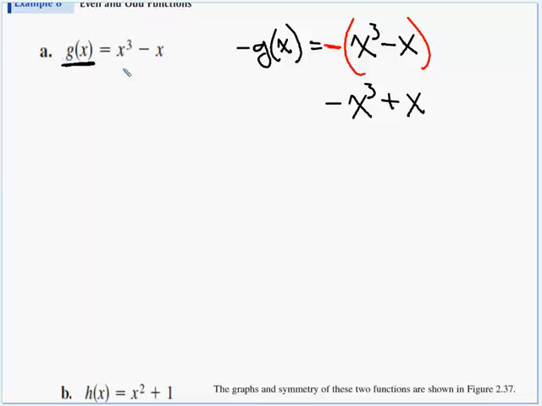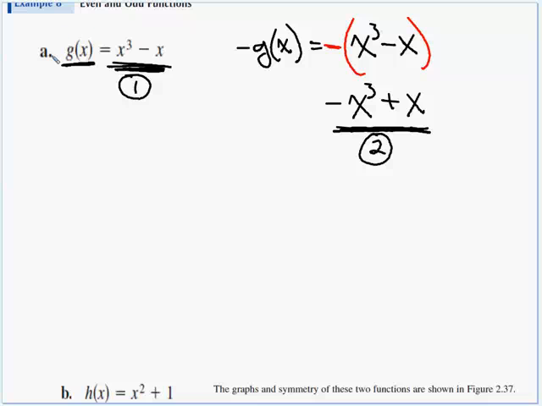So our original function is right here, x cubed minus x. I'm going to call that option 1. We negated our function, negative g of x. We distributed that negative. For ease of reference, I'm going to call this option 2. So here are two places we might wind up. And let's see what happens as we continue to go through.